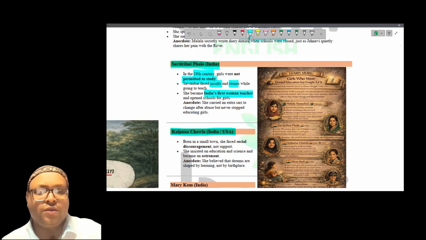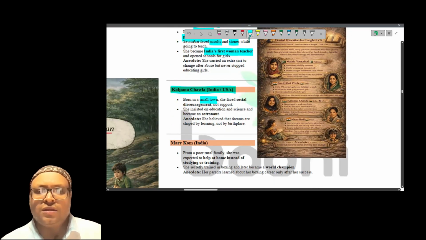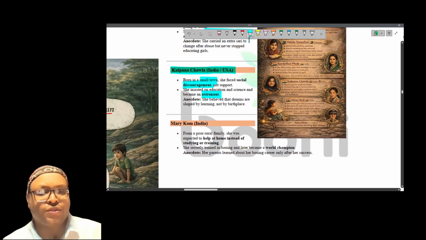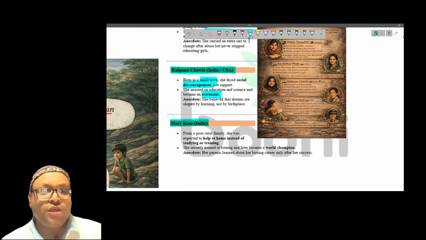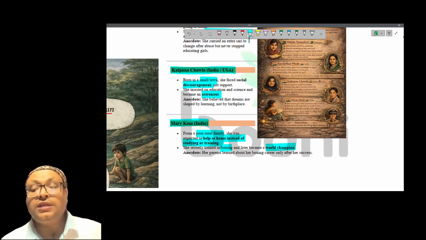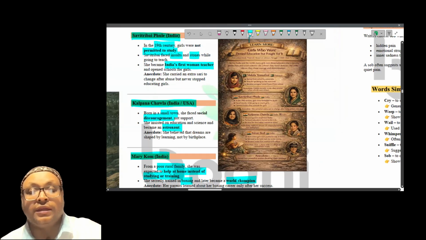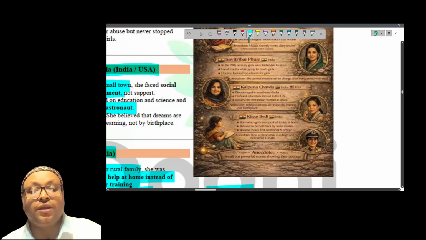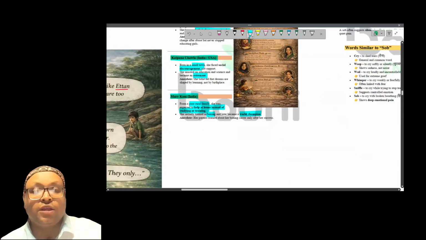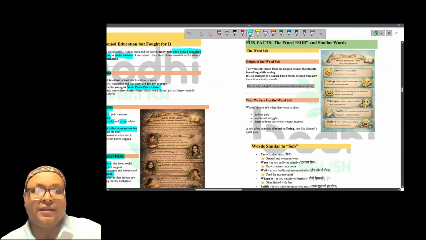Then we had Kalpana Chawla. She was born in a small town. She did not get enough encouragement, but she decided to become an astronaut. Unfortunately, she lost her life in a tragic accident. You can trace out the story. Then we have Mary Kom, a boxer from India, who won medals for India. She was from a poor rural family. She was expected to help at home instead of studying or training for boxing. But secretly, she trained in boxing and later became world champion. These are some of the characters who did face a lot of trouble and at last became somebody worthy. We have some more, like Kiran Bedi. You can go through my content and you'll find similar people like this.